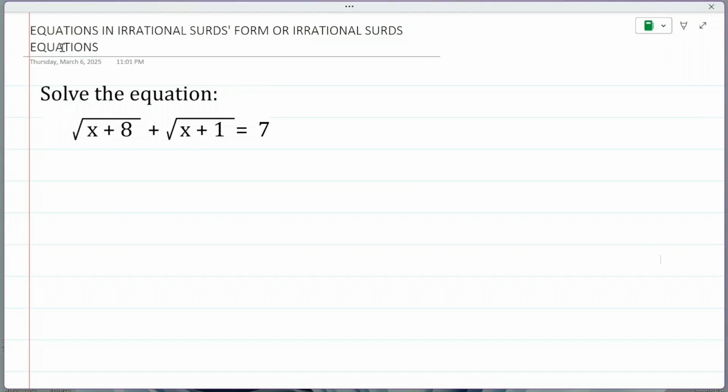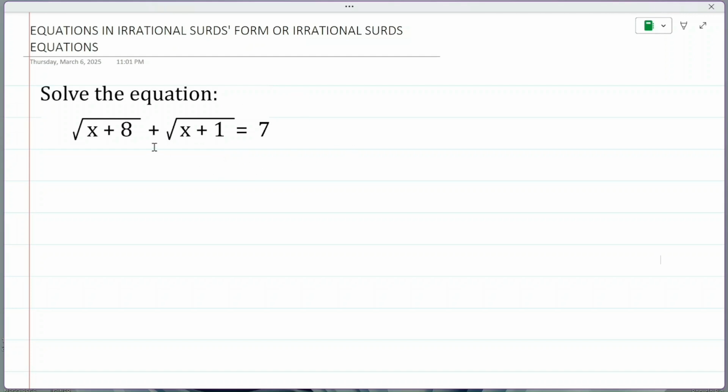Question 5. On equations in irrational surds form, we have to solve the equation square root of x plus 8 plus square root of x plus 1 equals 7. There are actually two similar ways of solving this question. Either you square both sides from this point, or you take this plus root x plus 1 over the equals to sign, then you square both sides.